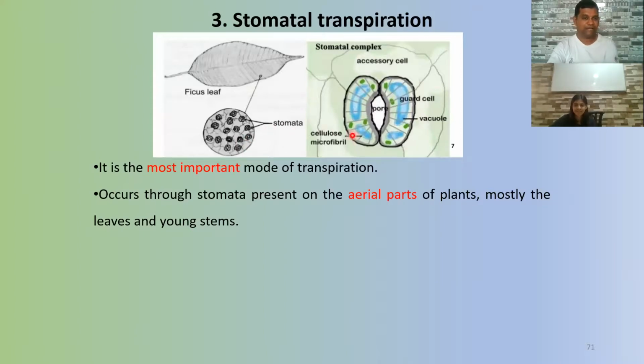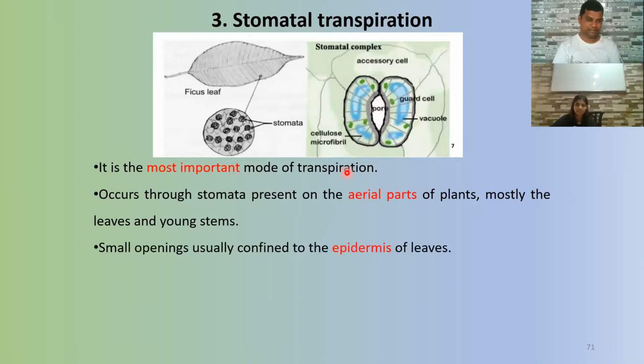Each one, if you magnify and observe, has two kidney-shaped cells called guard cells, surrounded by epidermal cells. Because of the positioning of the guard cells, there is a pore between them. That pore is called a stoma, and plural is stomata. On the leaf there are many such stomata through which transpiration can take place.